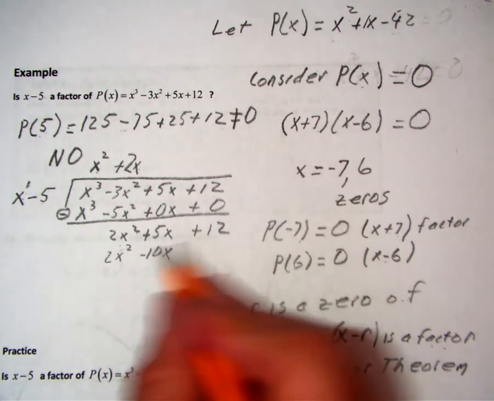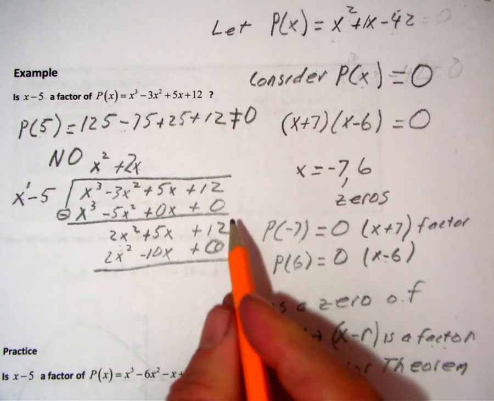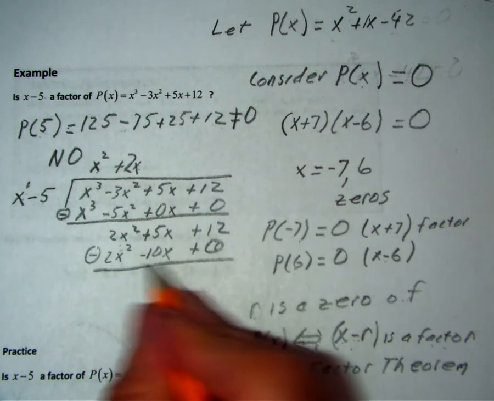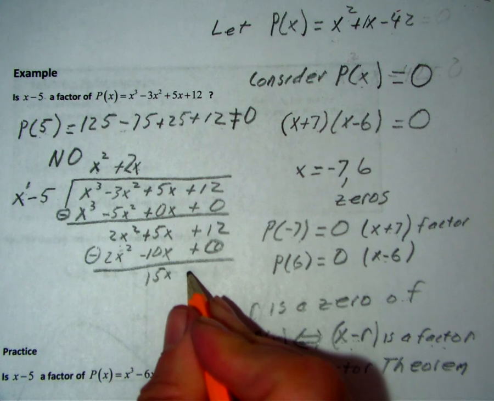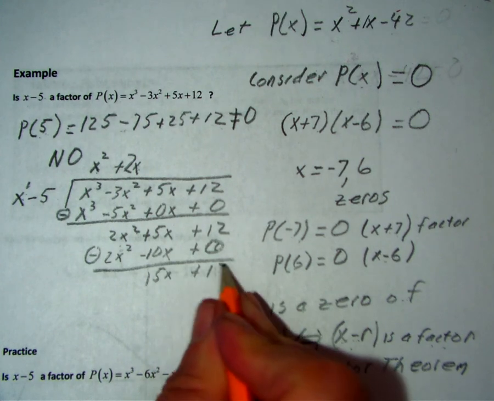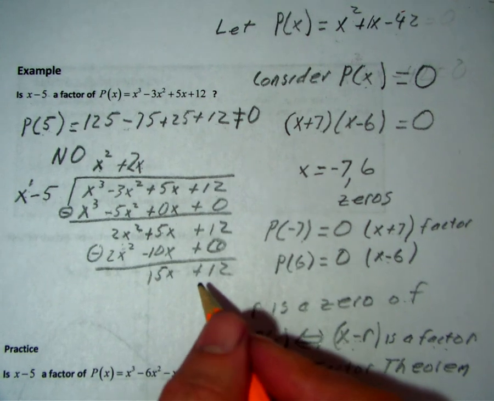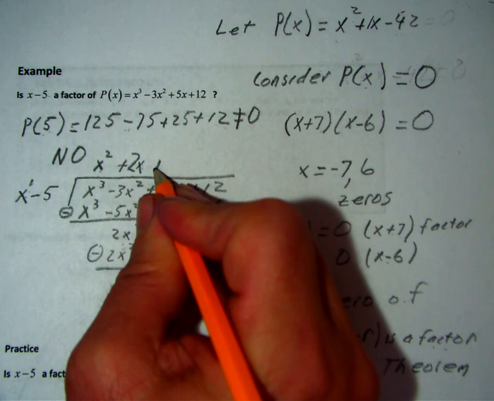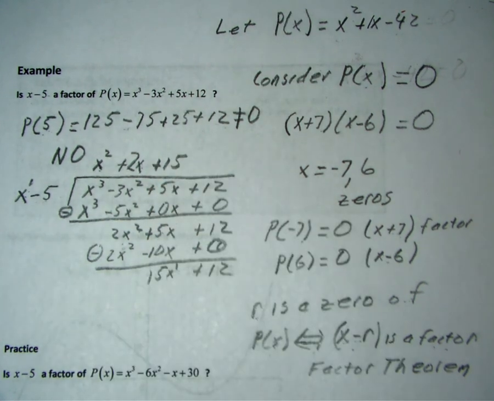So let's see what we got there, a 2x squared. Now, you can put a plus 0 there if you want. When you subtract right here, folks, this goes away, and you end up with 15x plus 12. Again, folks, 5 minus a negative 10 is the 15x you see right there. Now, we still have a power of x that we can get rid of by putting a 15 right there.